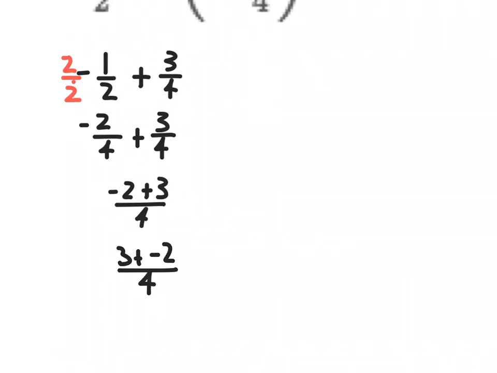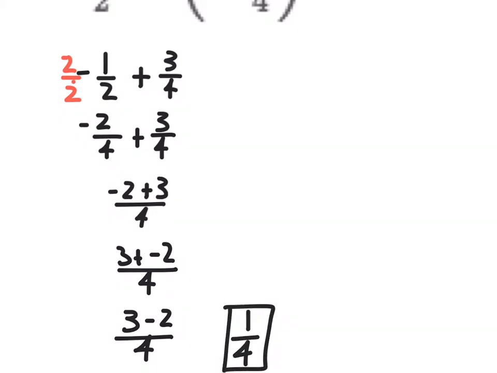I can reorder those. And then that's really just a subtraction problem. So then it's just 3 minus 2 over 4. Okay, and 3 minus 2 is just going to give me 1 over 4, and that's my answer. Okay, now guys, am I requiring that you do all of these steps? No. Okay.